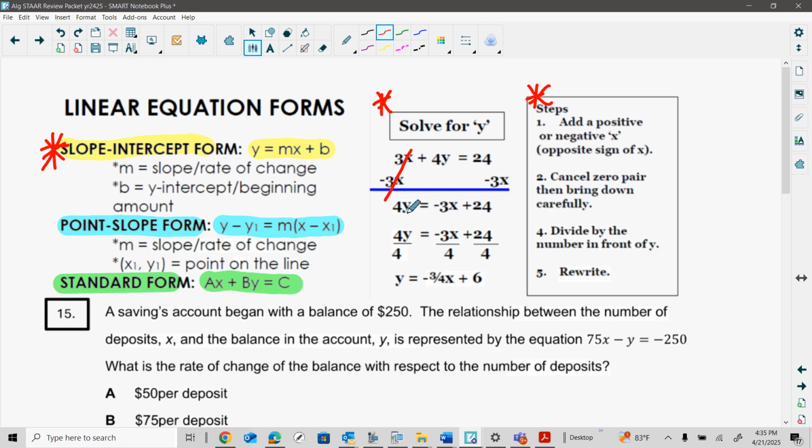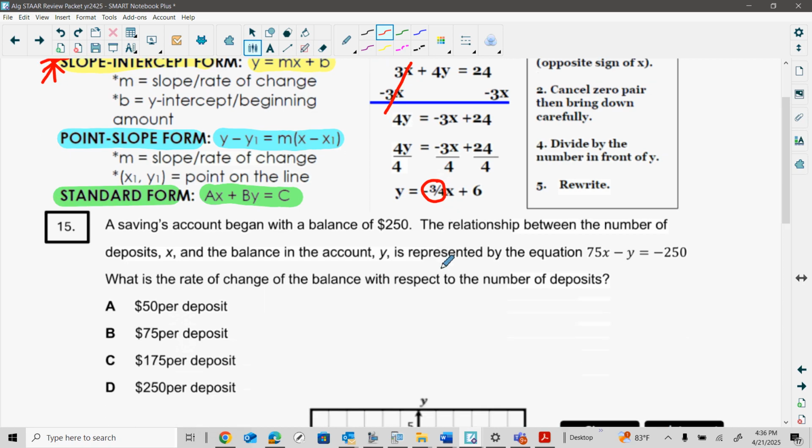So we bring down the 4y, the equal sign. We rewrite this. We don't add them. These are not like terms. So you write the x term first and then plus 24. So then divide by the number in front of y. That's your coefficient. Divide everything by 4. This -3 over 4 is the fraction. This can be simplified. And now we have it in slope intercept form. And now I can see that my slope is -3/4.